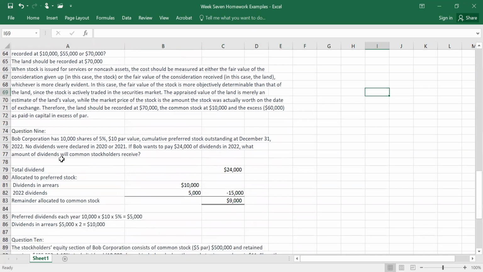Question 8. Again, there's an example in Wiley Plus. Just click on the video within the problem, and there's a video walkthrough example.